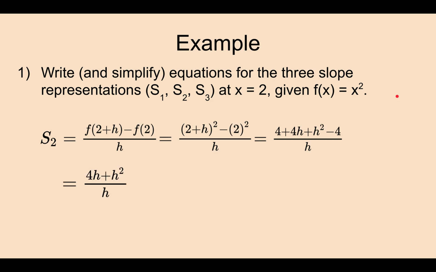Okay, so the 4s are gone, so I only have h's. You'll see I have a common h, which I can pull out, and then the h's divide out. And now here's my slope representation. So I'm saying that the slope here is now the number 4 plus some h. All right, let's see how that works.